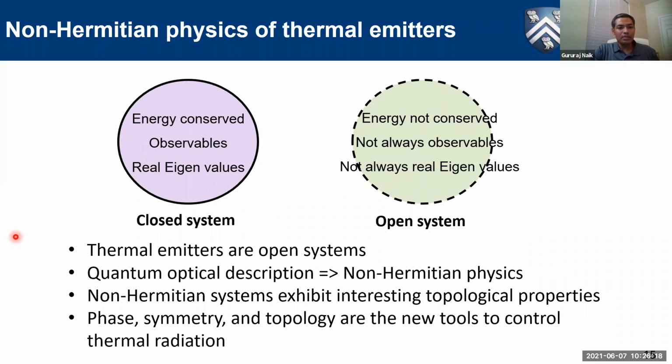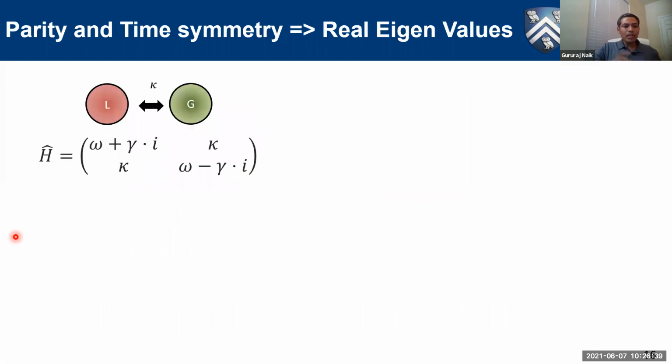In the classical description of thermal emission, geometry and materials were the only two design parameters that we had. But now we have three more really powerful design tools, which are phase, topology, and symmetry. That's why we were really excited about non-Hermitian physics design, and looked at how we can design this. A particular non-Hermitian system is the one which has parity and time symmetry. So let's actually look at this system.